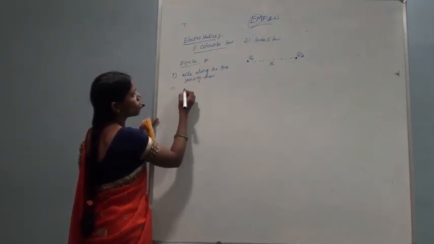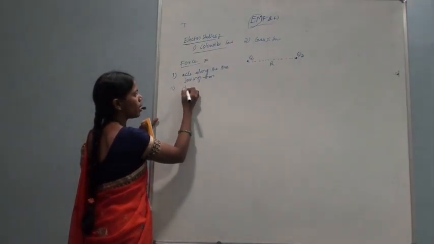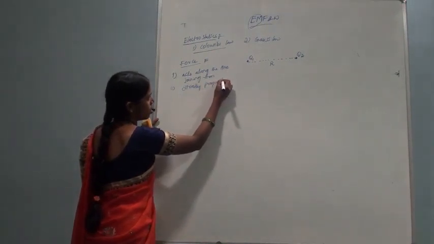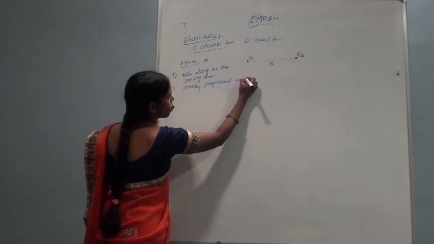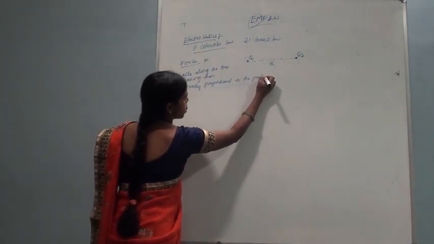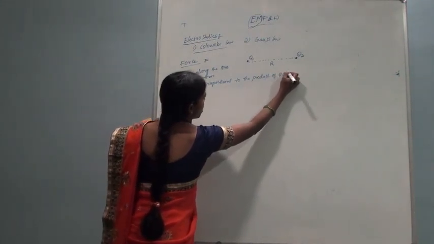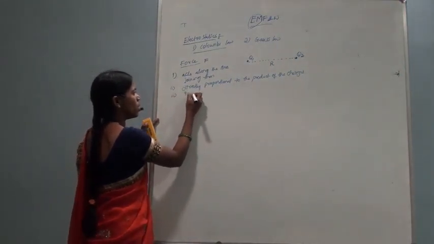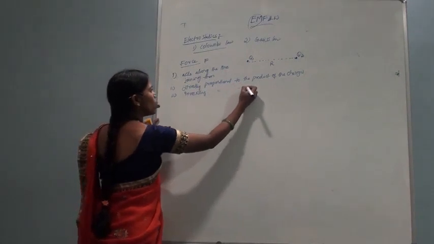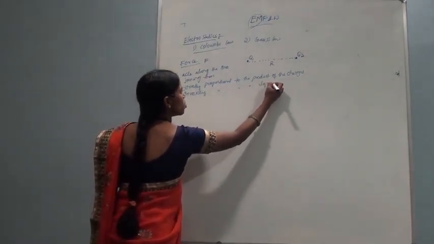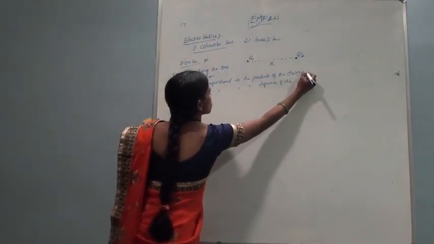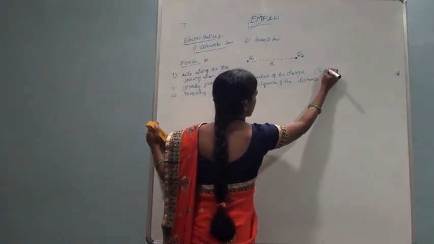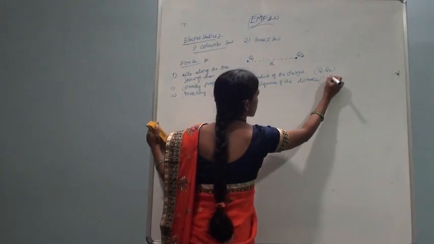And the force is directly proportional to the product of the charges and inversely proportional to the square of the distance between them. So the product is given by Q1 Q2, and the square of the distance is given by R square.